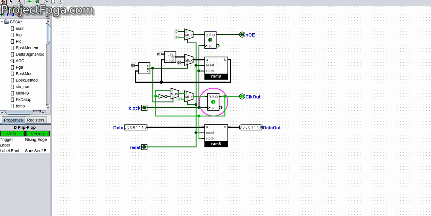Welcome again. In this tutorial, I'll be talking about the ADC subcircuit. This subcircuit is the circuit that receives data into the whole system. So this is the data that comes in. The name here is data, and it comes out as data out here. This is where it's being fed into the rest of the subcircuit. This data out will be fed to the demodulator.